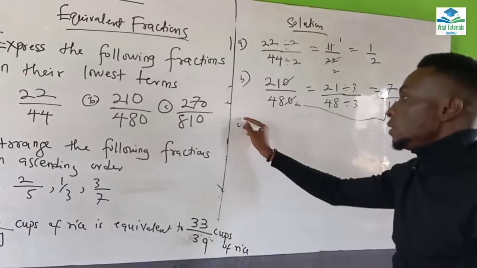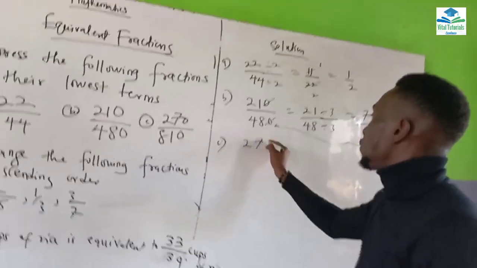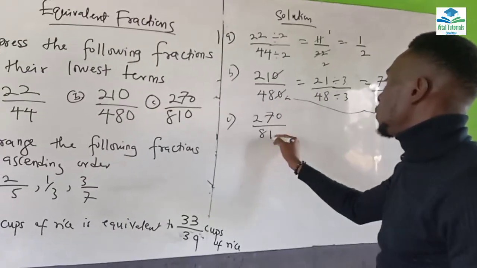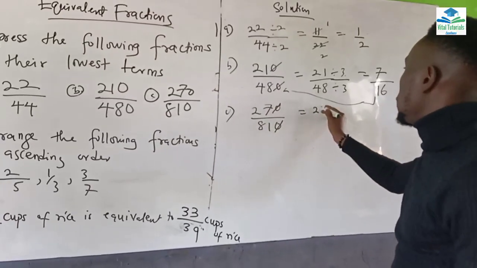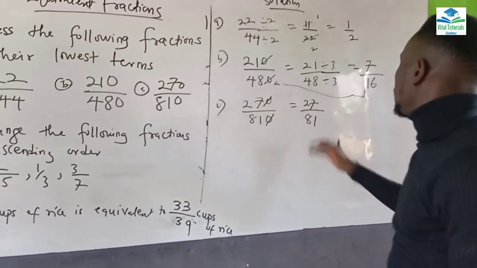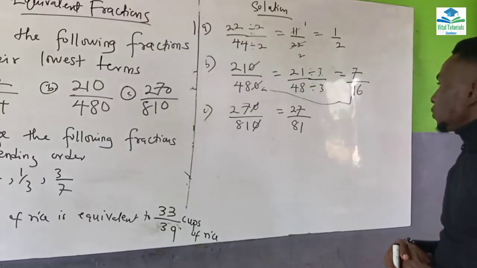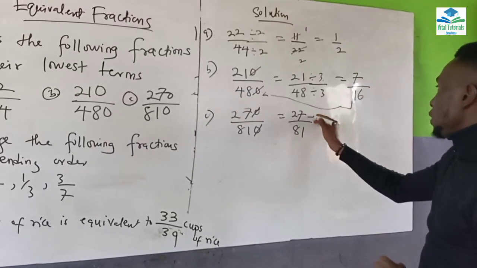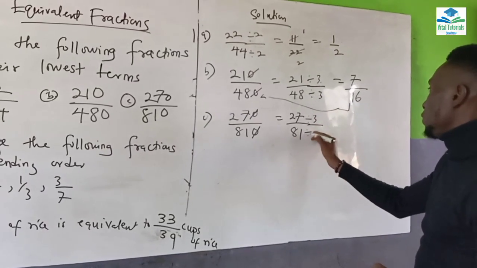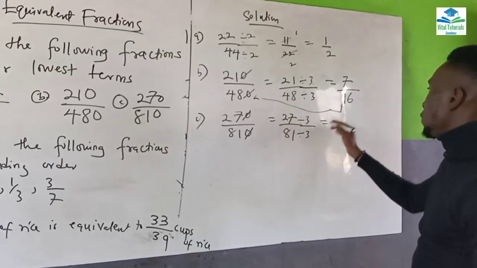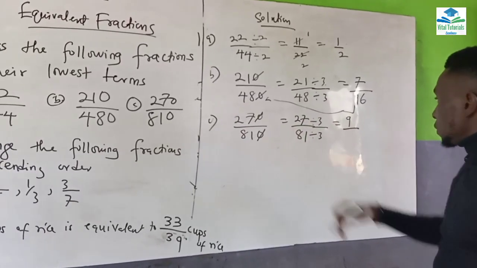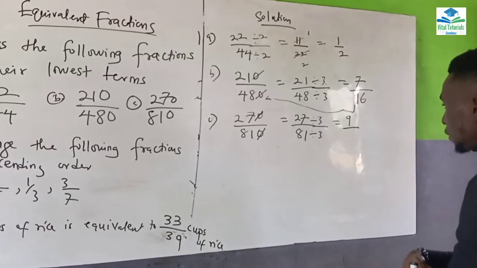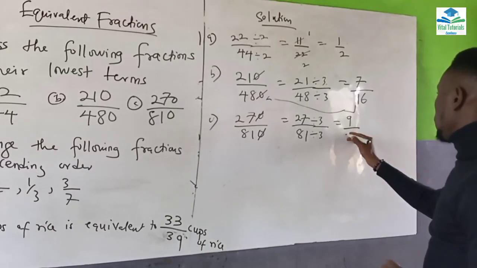Now go to the last one, c, which is 270 over 810. Same thing here. You take off the zeros. What do you have? 27 over 81. Now, I believe you can use 3 again. Yes. 3 can divide here. And 3 can also divide here. If 3 divides 27, you have 9. Then 3 divides 81, I think you have 27.